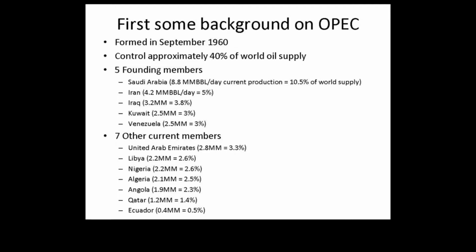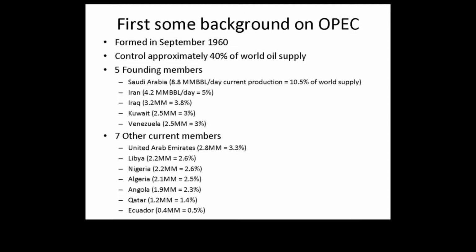It currently controls 40% of the world's oil market as measured by sales, and it was founded in 1960 by 5 founding members. These 5 are Saudi Arabia, Iran, Iraq, Kuwait, and Venezuela. The five of these collectively account for about 2/3 of the oil produced by the OPEC nations, and they play very heavily into the timeline that I am about to present.